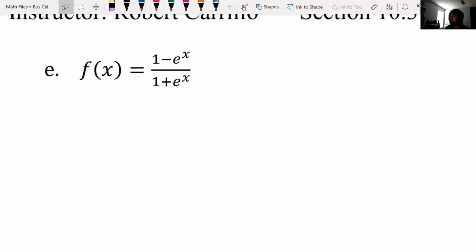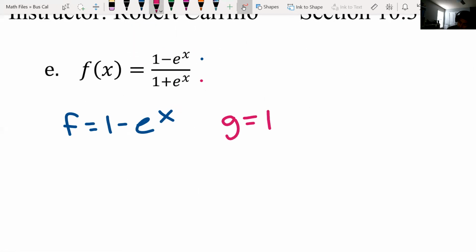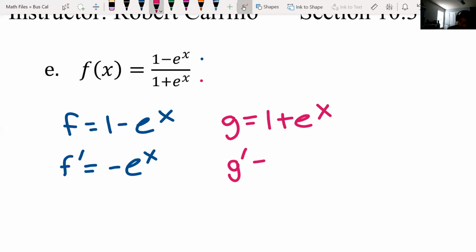Okay. So, E. Do it again. Numerator is F. Denominator is G. So, F is 1 minus e to the x. G is 1 plus e to the x. Derivatives. F prime is just going to be negative e to the x. And g prime is e to the x. All right, so there's our derivatives. Now we follow the quotient rule.